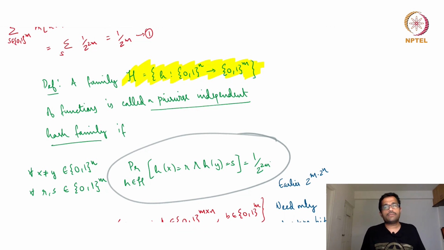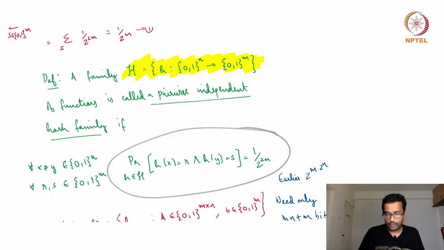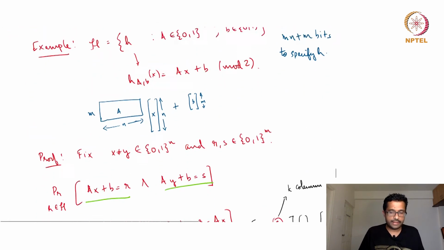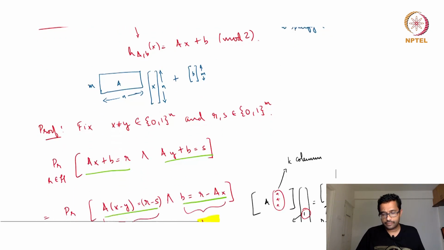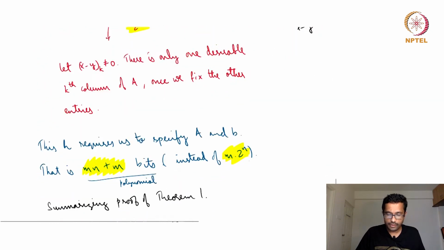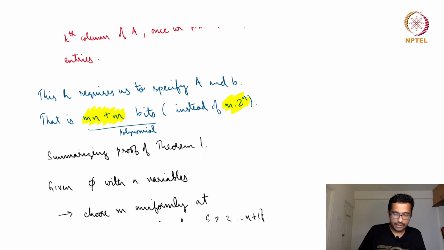which has the property that for two values x and y where x is not equal to y, the probability that hx is equal to r and hy is equal to s is 1 divided by 2 power 2n. And we finally saw how to construct this family, with one example of such a construction using just simple matrices and mod 2 arithmetic. And this family requires only polynomially many bits, much smaller than the exponentially many bits if we chose the entire function space.